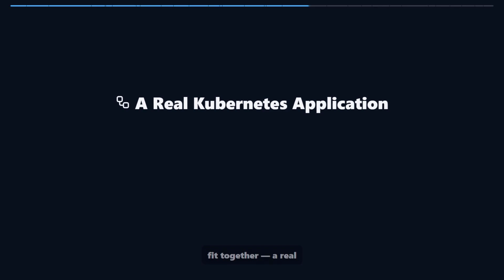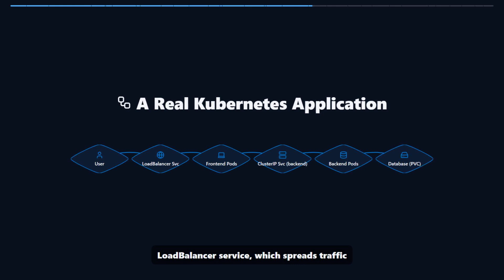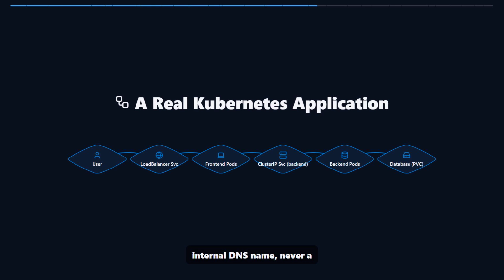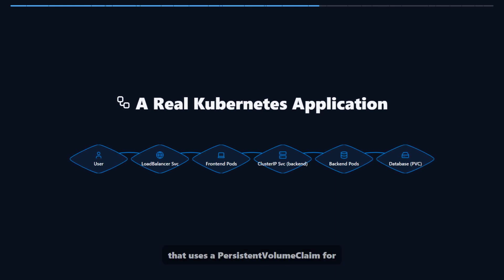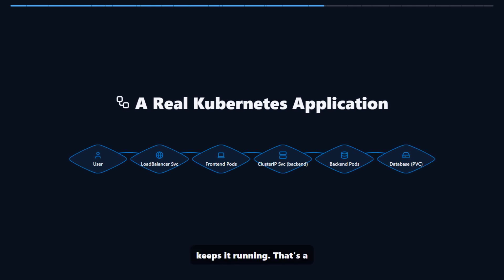Here's how all the pieces fit together. A real Kubernetes application in the production namespace. A user hits the load balancer service, which spreads traffic across multiple front-end pods. The front-end talks to the back-end API through a ClusterIP service. It uses the service's internal DNS name, never a pod IP. The backend pods can connect to a database that uses a persistent volume claim for durable storage, so data survives pod restarts. Every piece declares its desired state, and Kubernetes keeps it running. That's a complete stack, owned by a namespace.